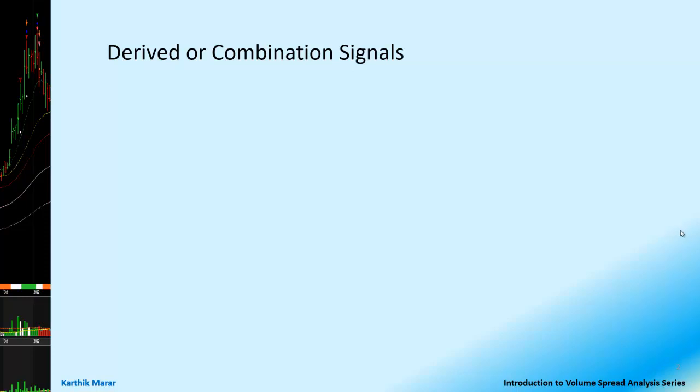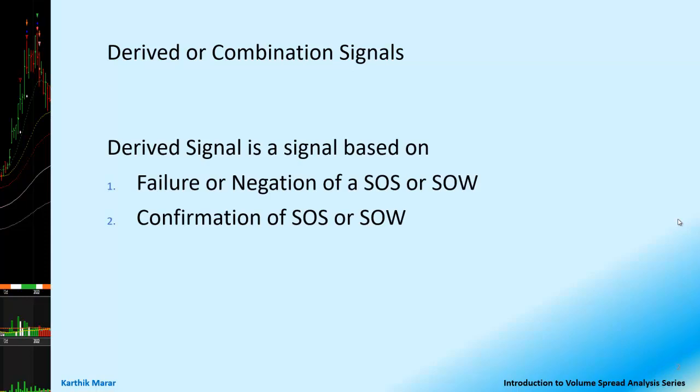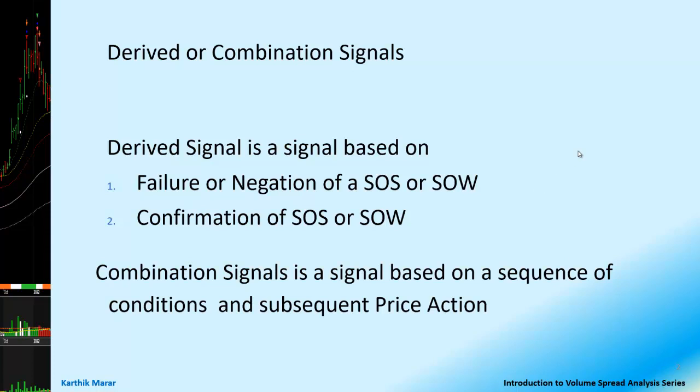Let's quickly look at what are derived and combination signals. A derived signal is a signal based on failure or a negation of a SOS or SOW, or it can be a confirmation of a SOS or an SOW. SOS is of course the sign of strength, and SOW is the sign of weakness. The combination signal is a signal based on a sequence of conditions and subsequent price action.